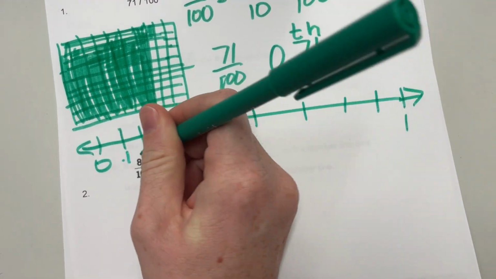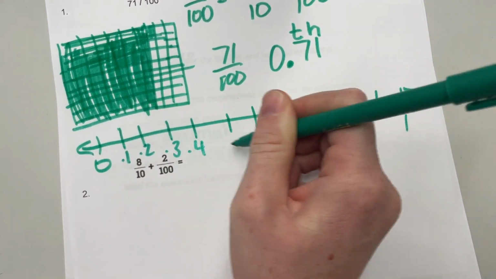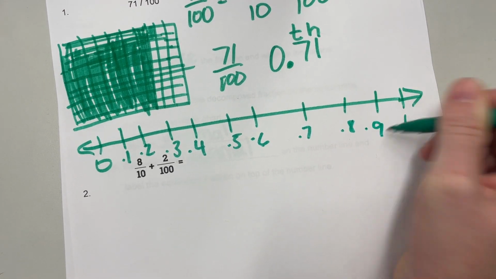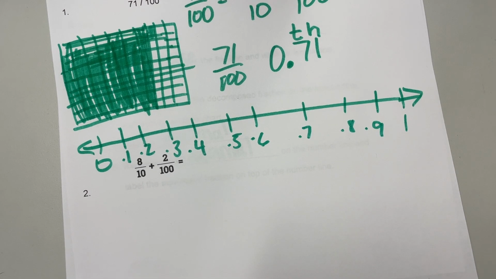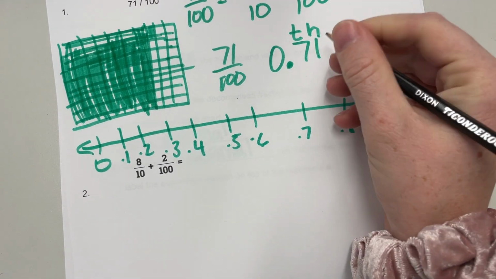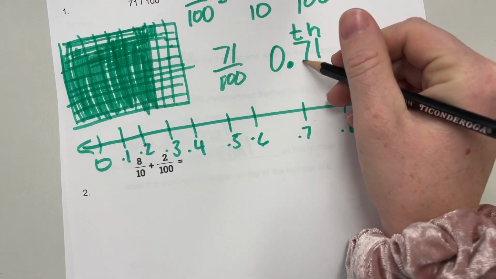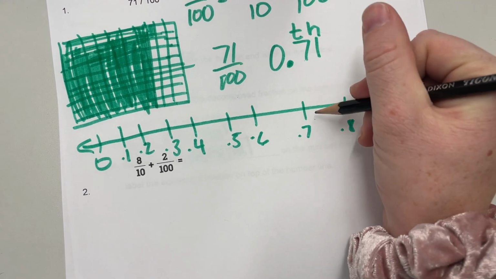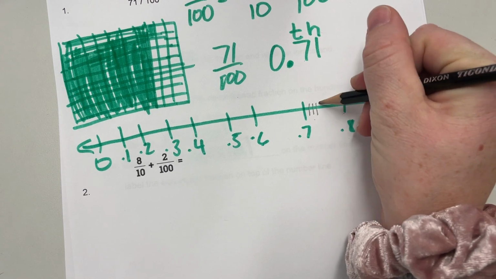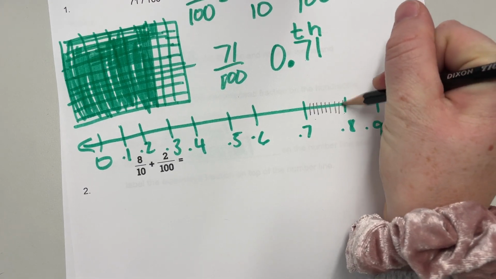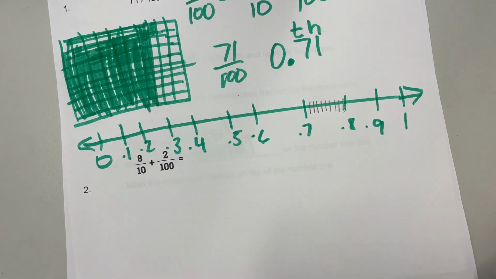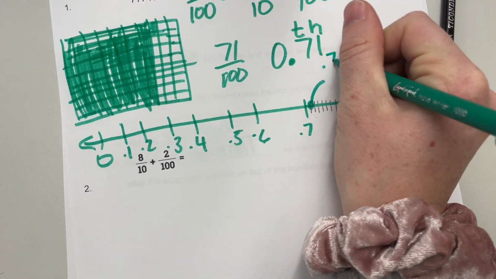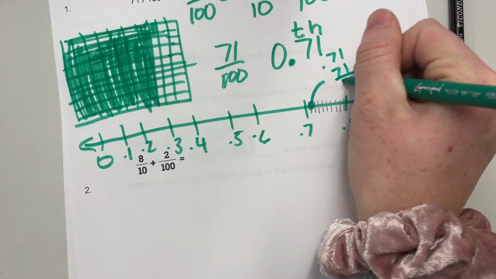So 1/10, 2/10, 3/10, 4/10, 5/10, 6/10, 7/10, 8/10, 9/10, and then one whole. You are still writing these tallies in between 7 and 8 because that's where 71/100 falls. 1, 2, 3, 4, 5, 6, 7, 8, 9. And it's only going up to that first one right here. That spot is 71/100.